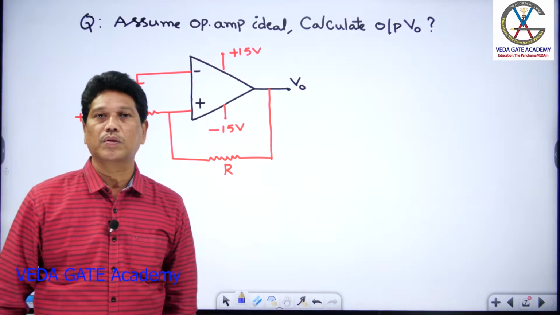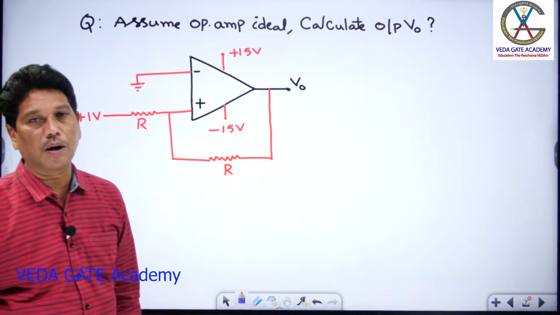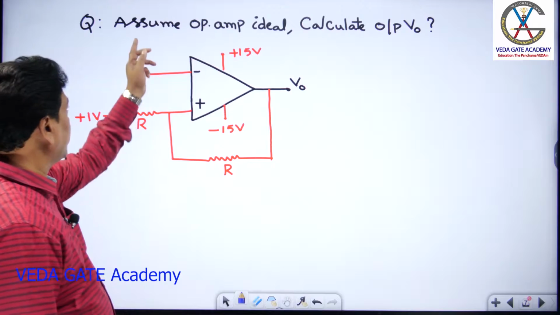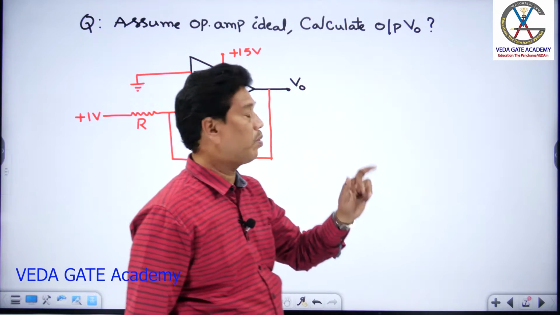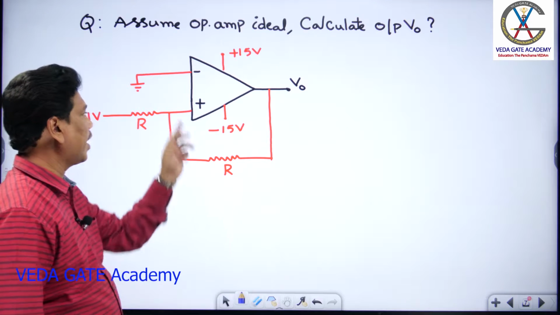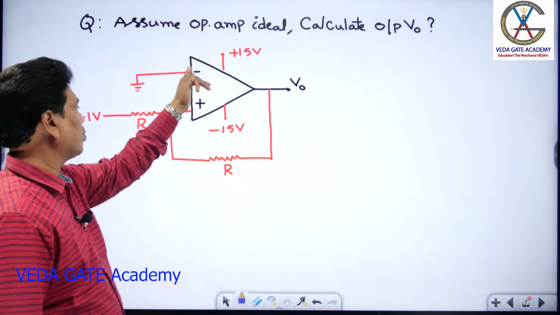Let's check out some practice questions related to operational amplifiers. See this one now. Assuming that the op-amp is ideal, calculate the output voltage V0. So this is the op-amp circuit given.